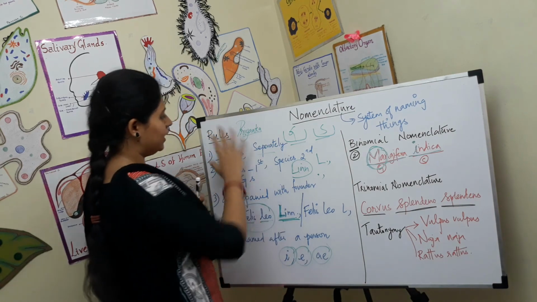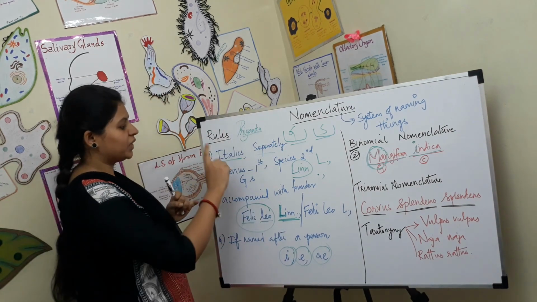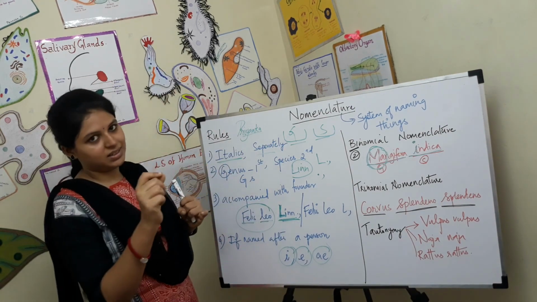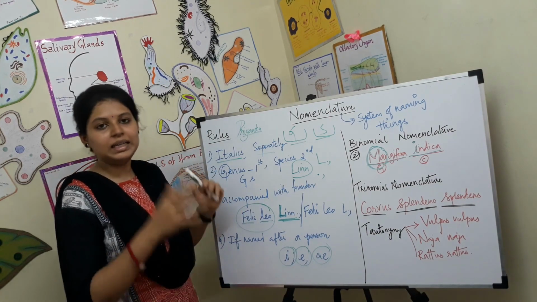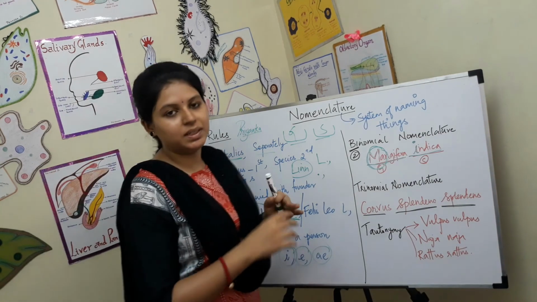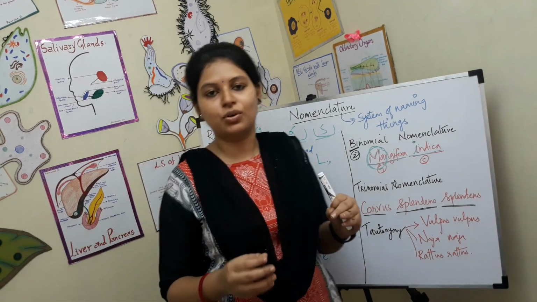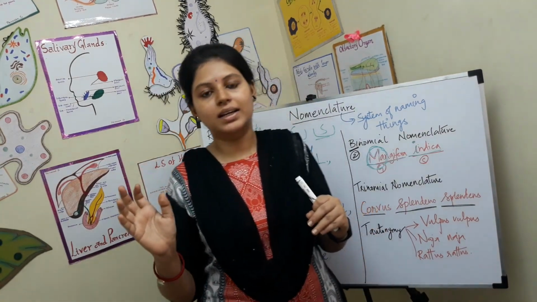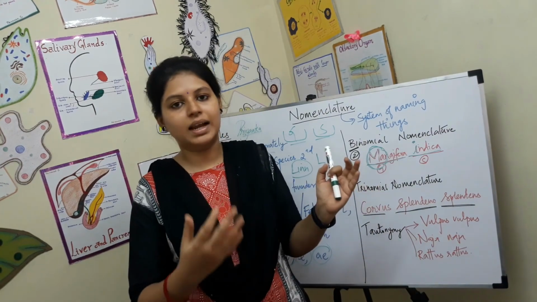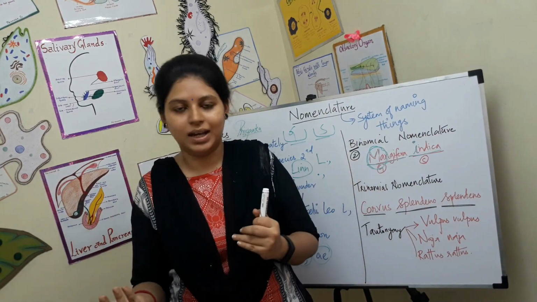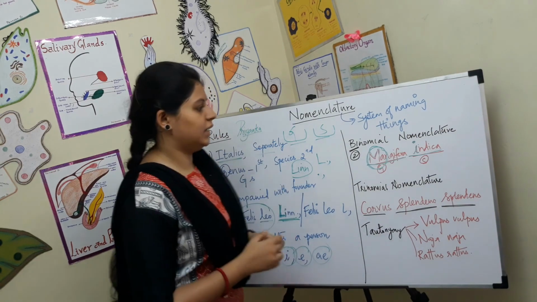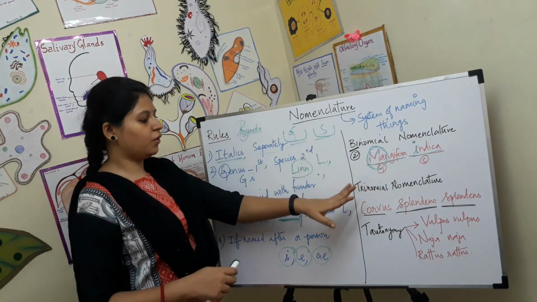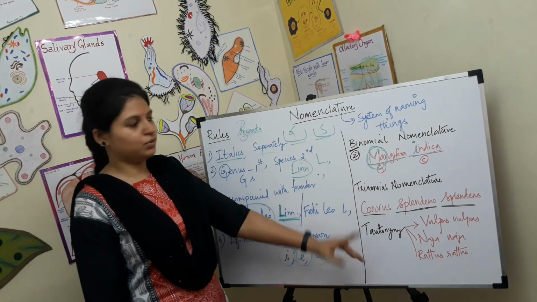Okay, next, we are done with the rules. The first rule: it has to be italicized, or if it is handwritten, it has to be underlined separately. The generic name should always be in capital letter. The species name should always be in small letter, and sometimes the name is also accompanied with the name of the founder of the nomenclature. Okay, next we'll finish off with the three important terms, and then the chapter is over.